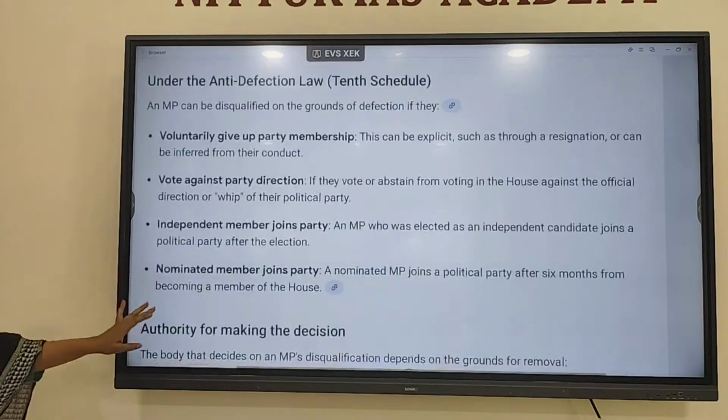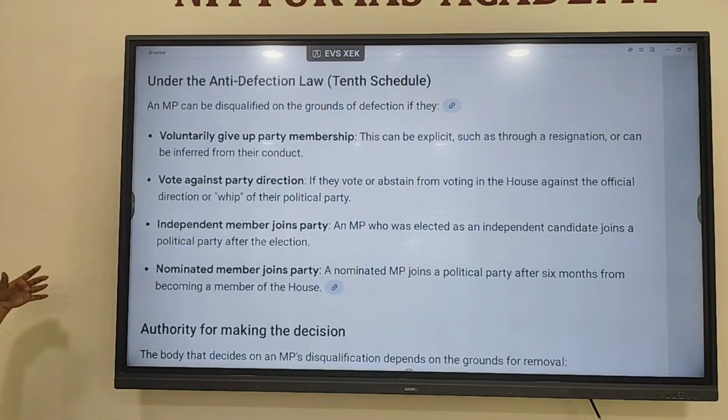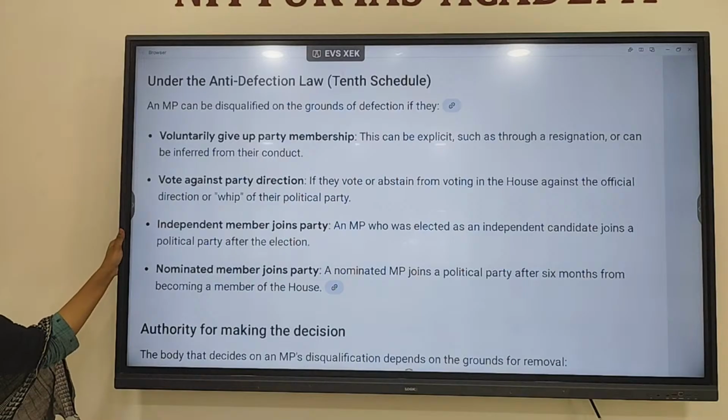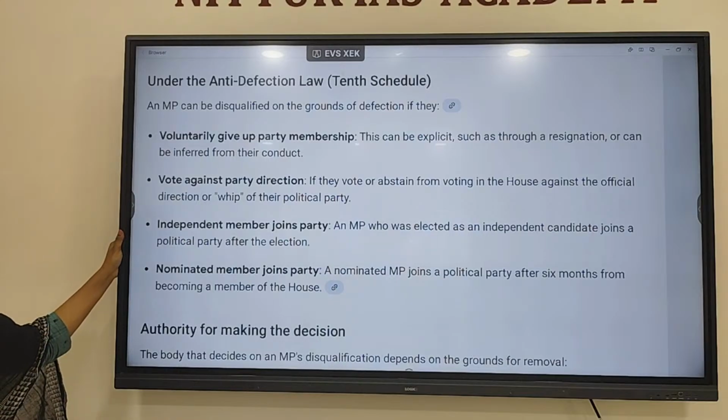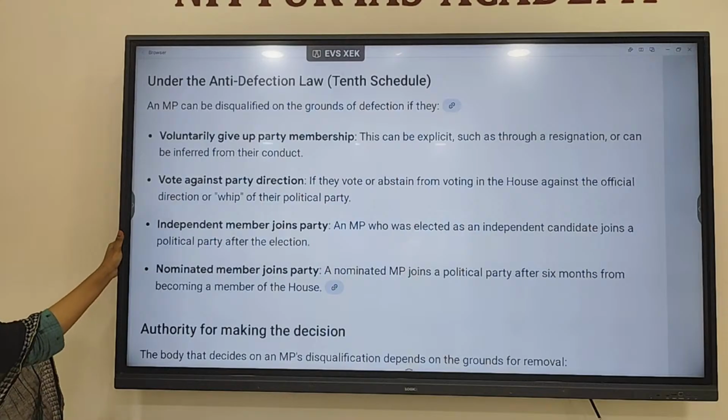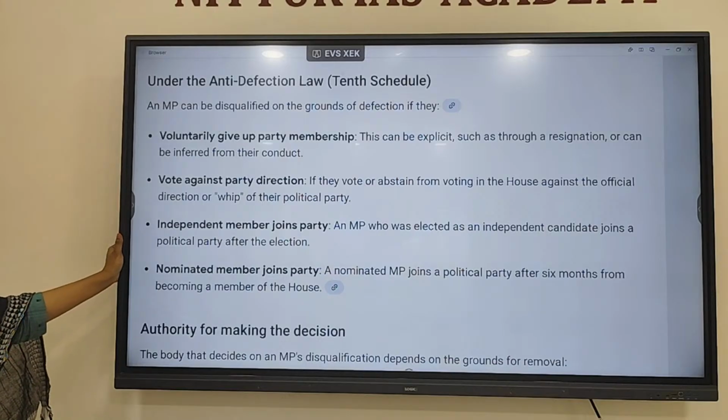Next is disqualification on the grounds of the 10th Schedule. Voluntarily giving up party membership. If one of the MPs is elected from a specific political party and he gives up his membership, if he resigns, this can be explicit, such as through a resignation, or be inferred from their conduct.